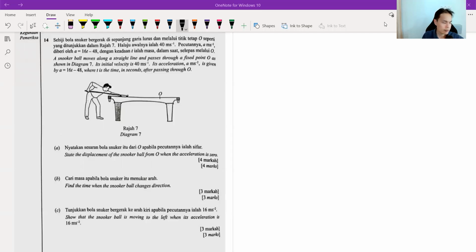Okay, question number 14. This is from Kinematics of Linear Motion, Form 5, Chapter 8. Here we have a snooker ball that moves along a straight line, passes through fixed point O as shown in the diagram. Initial velocity is 40. Acceleration is given by this. We are finding the displacement of the snooker ball when the acceleration is 0. So let acceleration be 0. Take 16t minus 48 equals 0. 16t is 48. t is just 3.